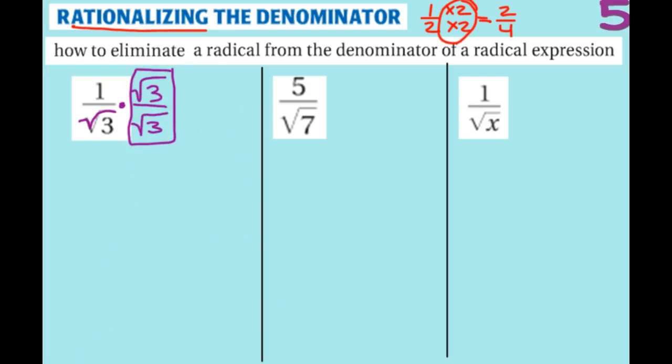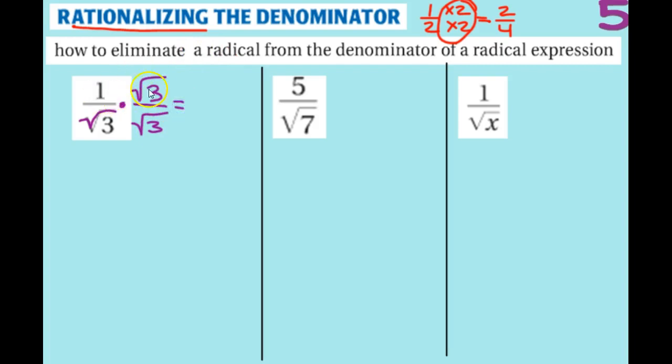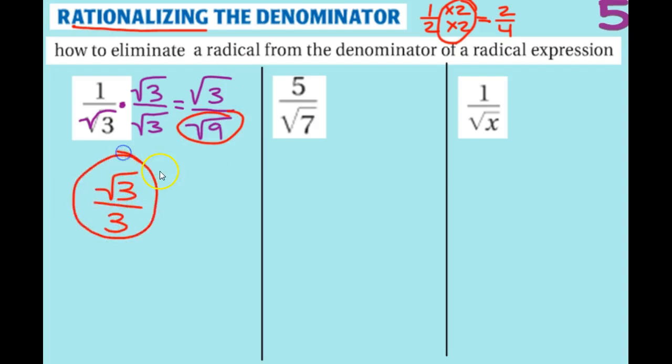So if I multiply by square root of 3 over square root of 3, I get 1 square root of 3, or just square root of 3. And on the bottom, square root of 3 times square root of 3, just like we did the other time, is really the square root of 9. And I know the square root of 9 is really just 3. So our answer is square root of 3 over 3. We have rationalized the denominator, made it a nice solid whole number.